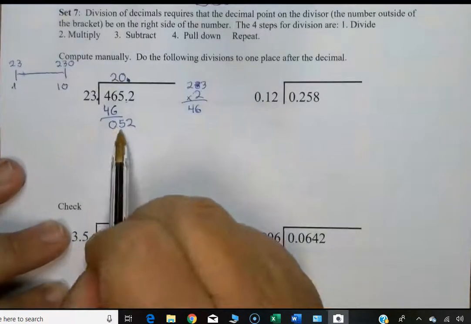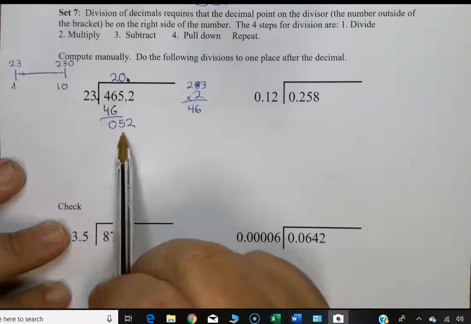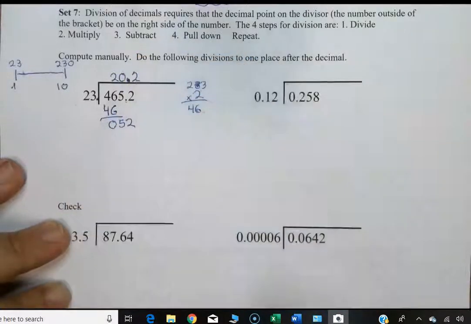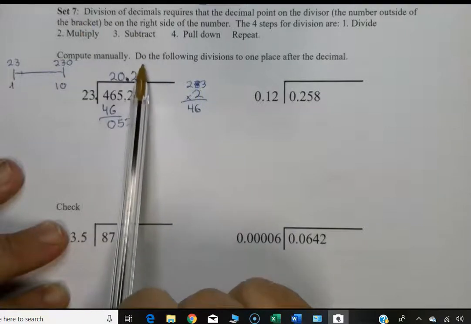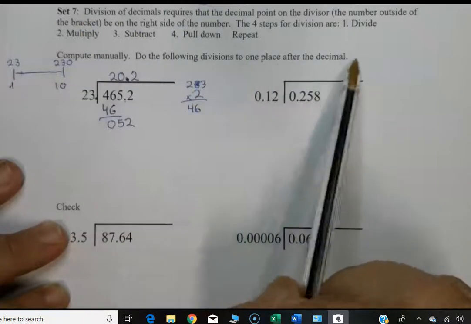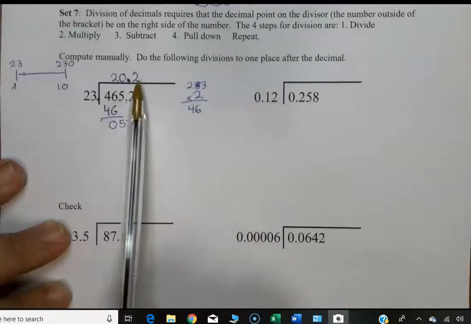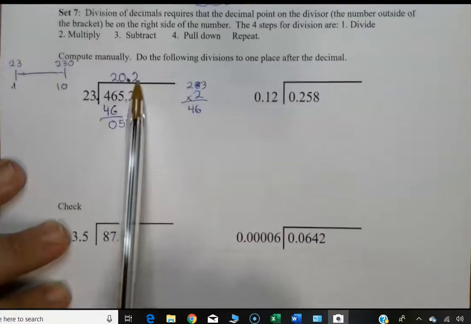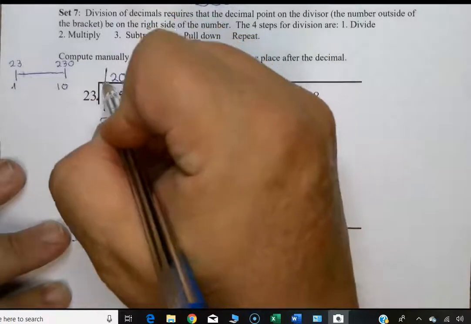That's 52. And we can see that 23 went into 46 exactly 2 times, so it goes into 52 2 times. Okay, and I give you the instruction, just arbitrarily do the following divisions to one place after the decimal. I just want to be sure you know how to handle the decimal. We're not going to worry about whether this should be rounded up or rounded down at this point. We're just going to truncate it. That means we're just going to stop the moment we know we have the correct digit there. So our answer is 20.2.